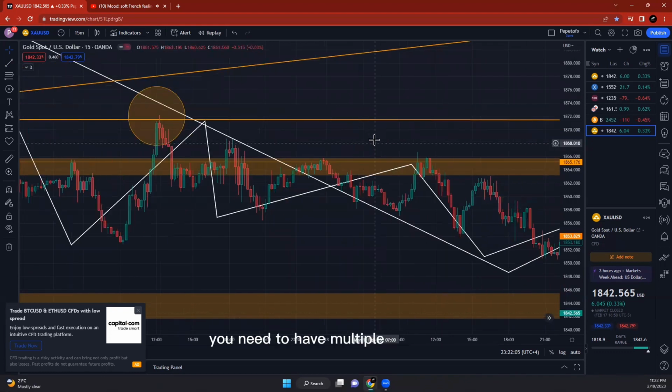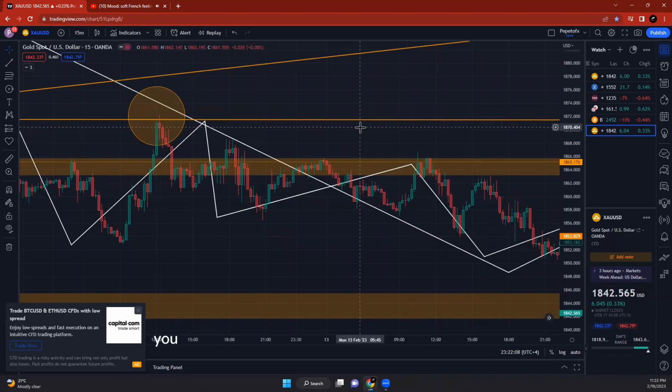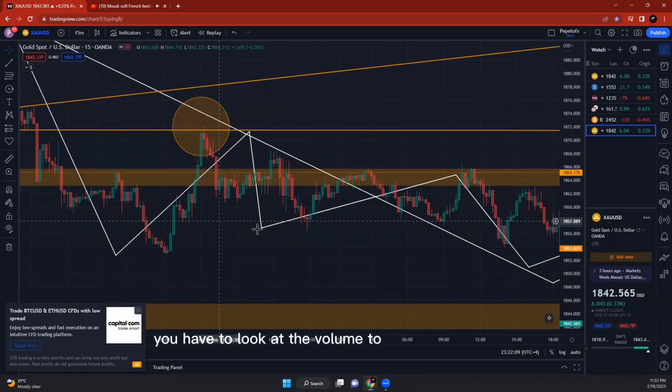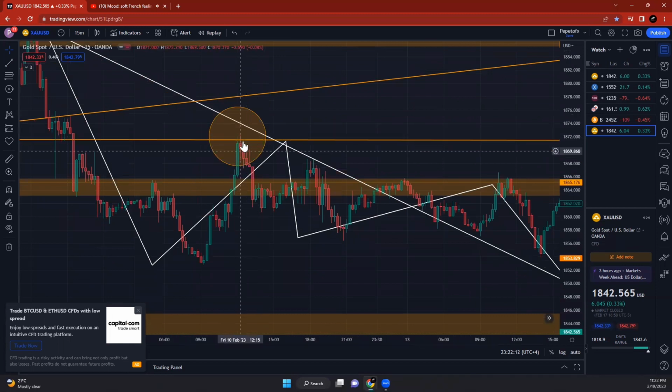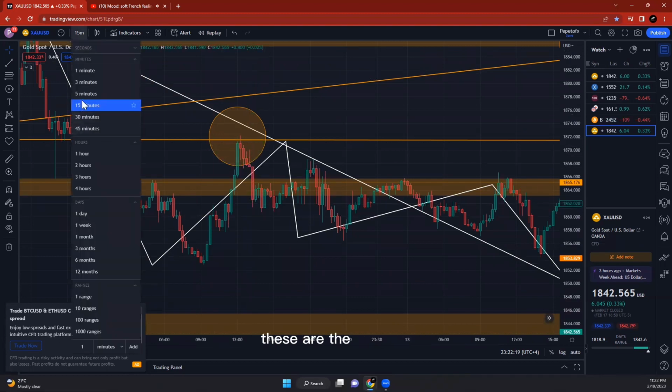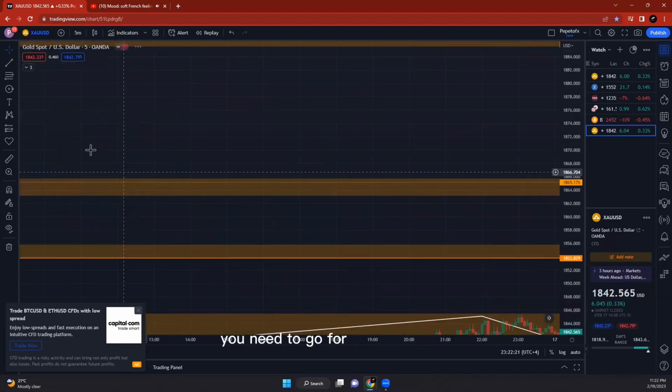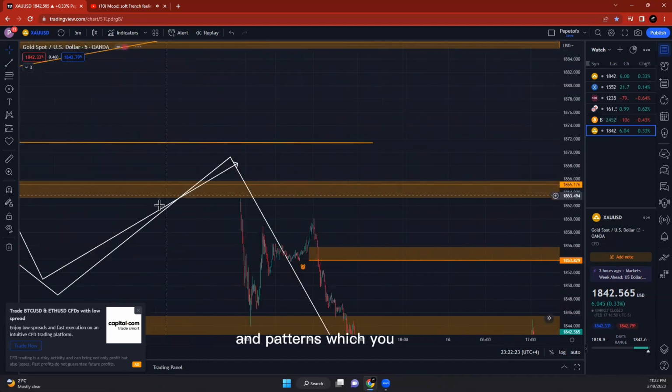You need to have multiple time frames. You have to look at the volume to make your decision. Now this one is a doji, closed below, rest, liquidity candle, sell. These are the patterns. You need to go for the time frame and patterns which you like.